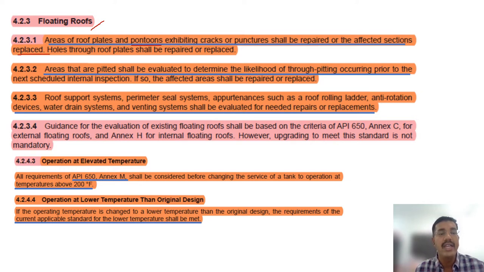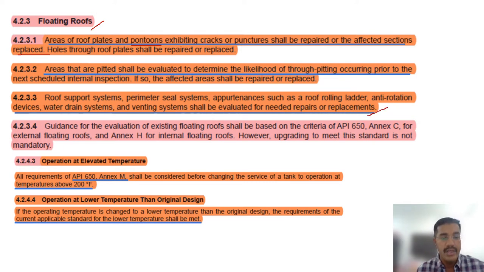This is usually an open book exam. Sometimes they ask for floating roofs, what are the requirements for these pontoons and roof plates, whether a crack needs to be repaired or not. Areas that are pitted shall be evaluated to determine the likelihood of through pitting occurring prior to the next scheduled internal inspection. If so, the affected areas shall be repaired or replaced. Pitting means not a through hole, okay. Pitting means degradation of some material in a particular area. Roof support systems, perimeter seal systems, appurtenances such as roof rolling ladders, anti-rotation devices, water drain systems and venting systems shall be evaluated for needed repairs and replacement. These are not so important.